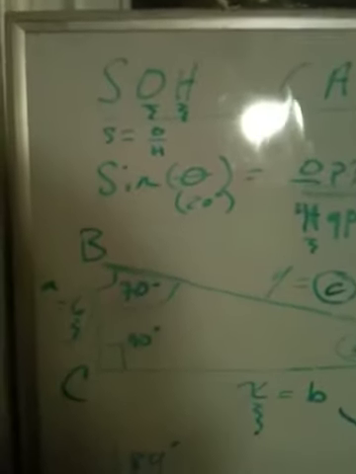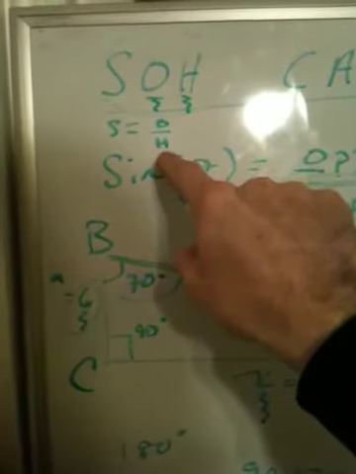So anyway, SOHCAHTOA is the saying that we use in trig, which means sine equals opposite over hypotenuse.